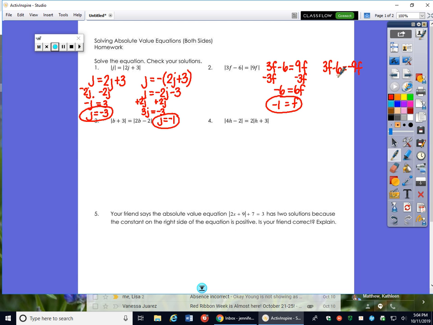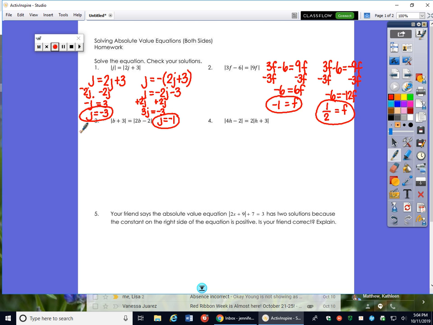And then subtract 3f. So negative 6 is equal to negative 12f. When you divide by negative 12, you get 1 half. You get 1 half, not 2. So you would want to take that and put it back in to verify that it works.